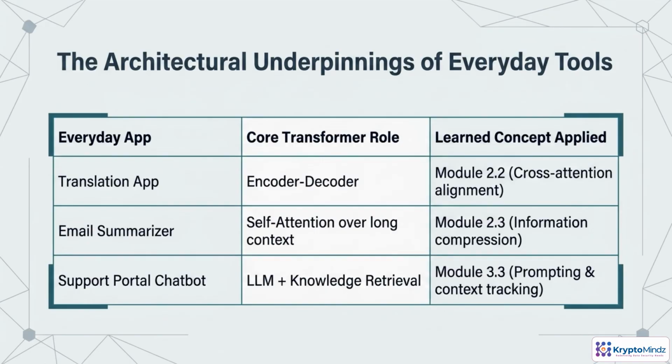Think about how often you touch transformers without realizing it. Your translation app runs an encoder-decoder that aligns sentences across languages in real time. Your email summarizer uses self-attention to scan long threads and compress them into a few sentences. That support chatbot at work? It retrieves relevant docs, then an LLM, guided by prompts, crafts the reply.